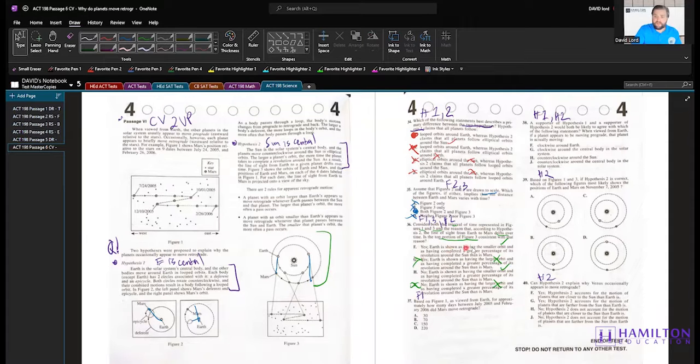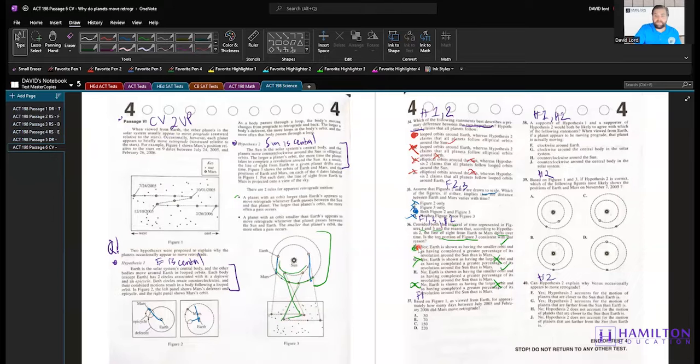And so the question that we need to decide is whether or not it's consistent. Looking at our terms, it said that if it has a smaller orbit, it would take a smaller time to complete, which doesn't seem to be true. And then we have a note here that says if a planet with an orbit larger than Earth's appears to move retrograde whenever Earth passes between the sun and the planet, the larger that planet's orbit, the more often a pass occurs. So as Earth goes here and Mars goes around there, that coincides with the retrograde movement that we're seeing here. So that is why I'm going to go with yes.